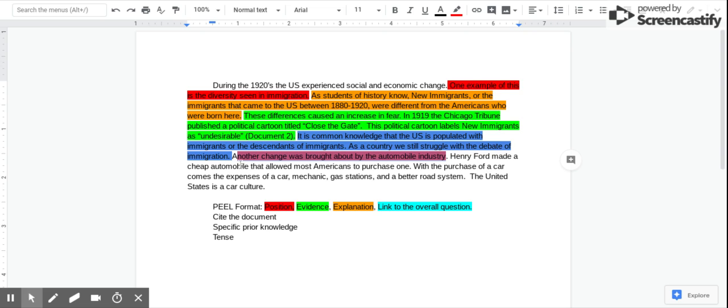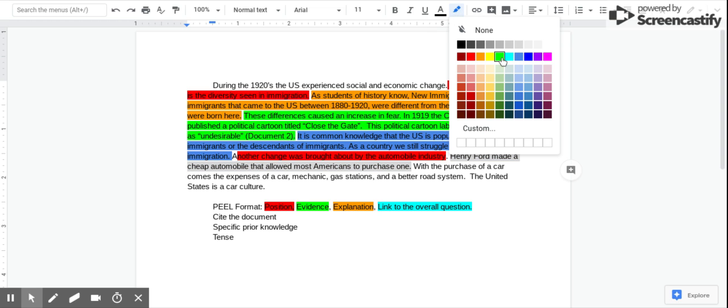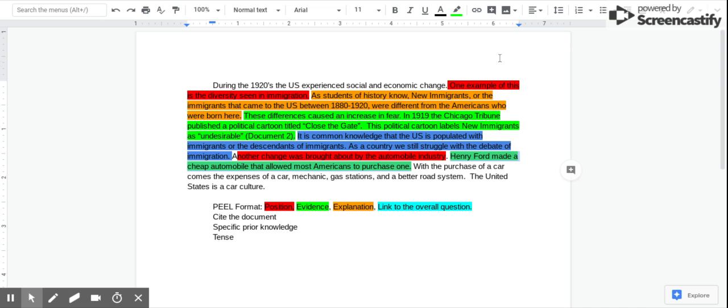Henry Ford made a cheap automobile that allowed most Americans to purchase one. With the purchase of a car, okay, so this is going to be my evidence. At this point, I'm going to go ahead and use my prior knowledge as my evidence. Now, what you notice is I have specific names and dates. Henry Ford made a cheap automobile, and many Americans were able to purchase one.